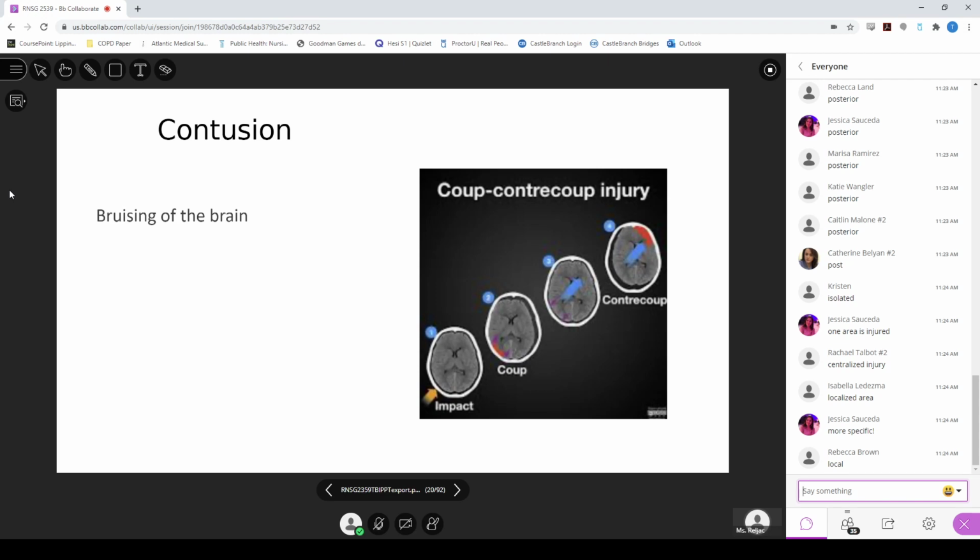Okay, it's that localized area. That's right. It's not the whole brain involvement. So think about the coup. There's a picture here where the very first one is the impact, and that's where the actual coup is. And then the brain inside the head moves forward and slams against the front of the skull, and that's the contrecoup.